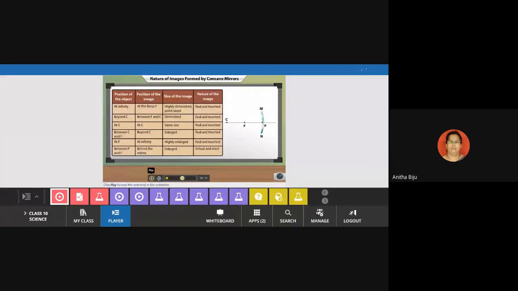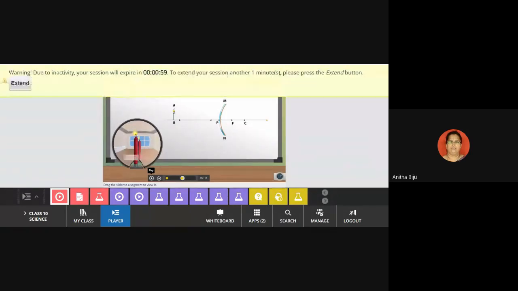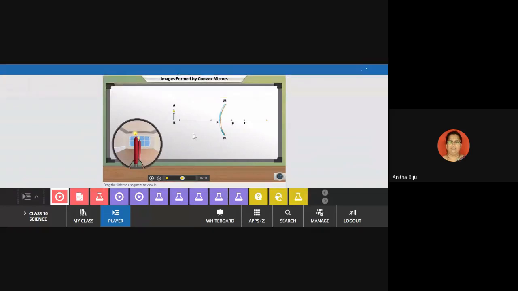Now let us think about the convex mirrors. We can write the heading, image formed by convex mirrors. Convex mirror. Okay.